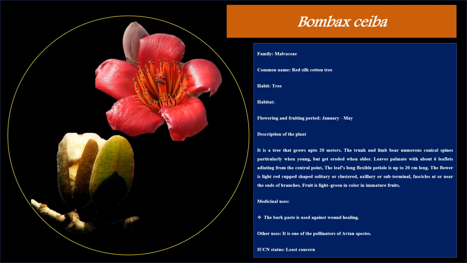So we will move to our next slide, Bombax ceiba. Bombax ceiba's family is Malvaceae and its common name is red silk cotton tree. From the common name you can recognize that it is a cotton tree, and it is a tree species, and it is mostly found in dry areas. Its flowering and fruiting period is mainly from January to May.